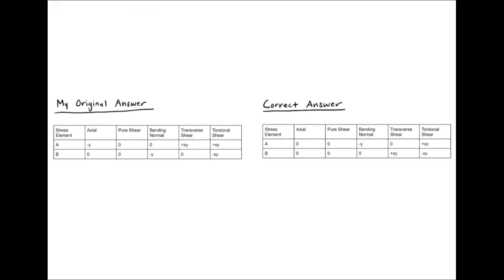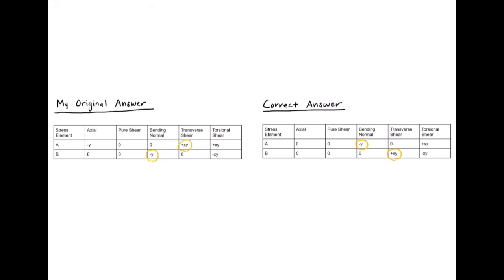Comparing my original answers to the correct ones, you can see I had many flipped answers. I had a bending normal stress as negative y for B and 0 for A, when in reality it should have been the other way around. The same mistake happened with transverse shear. I put 0 for B and positive xy for A, when in fact B should have been positive xy and A should have been 0.